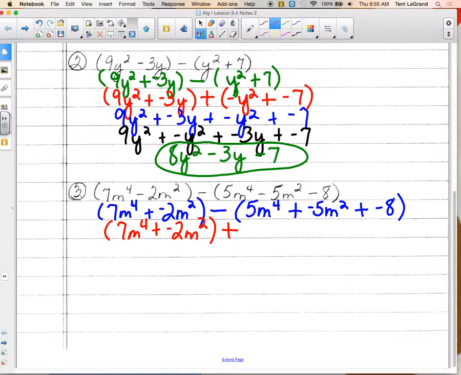But now when we change that to add, everything in that other polynomial has to change to its opposite. So what's our other polynomial going to be? Negative 5m to the 4th plus 5m squared. Opposite of negative 5m squared is 5m squared, plus the opposite of negative 8 is 8.